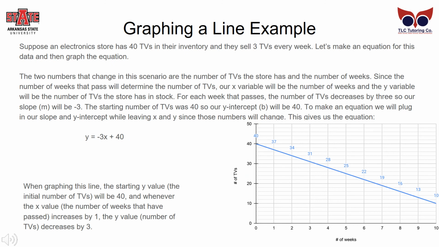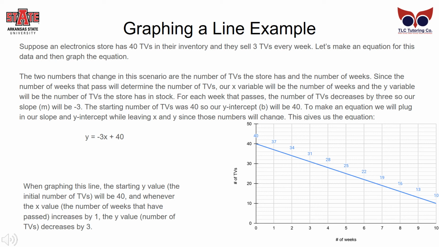Graphing a line. Example. Suppose an electronics store has 40 TVs in their inventory and they sell 3 TVs every week. Let's make an equation for this data and then graph the equation. The two numbers that change in this scenario are the number of TVs the store has and the number of weeks. Since the number of weeks that pass will determine the number of TVs, our x variable will be the number of weeks and the y variable will be the number of TVs the store has in stock.